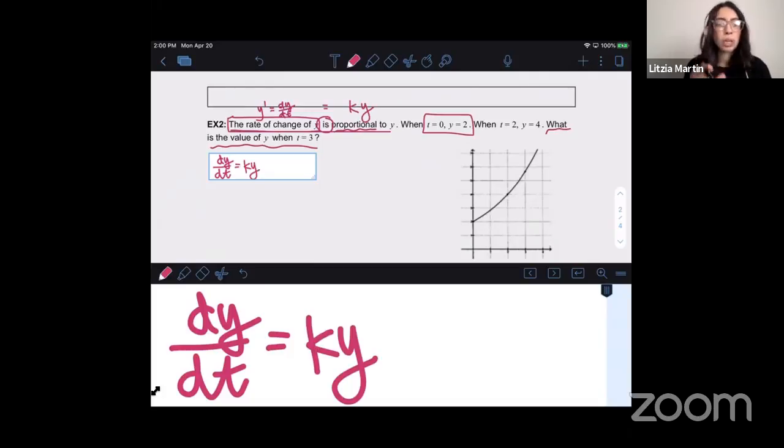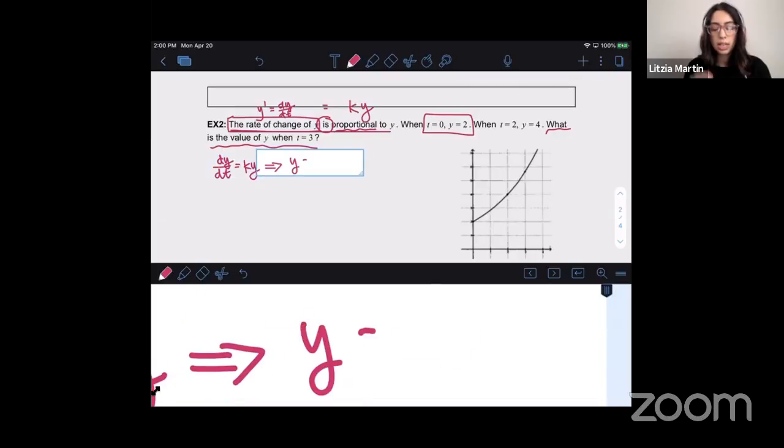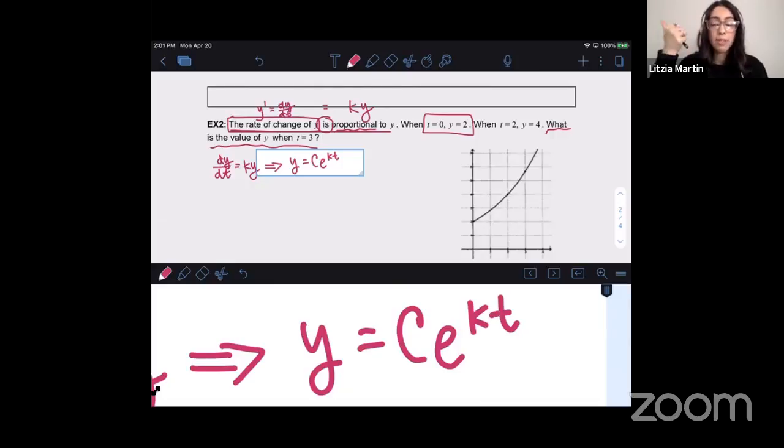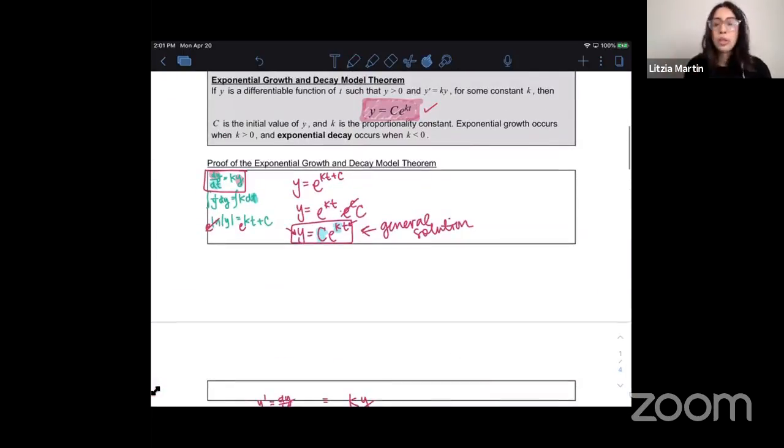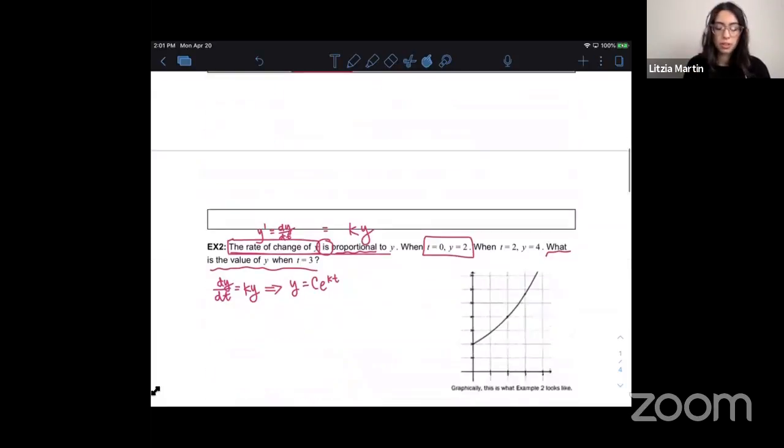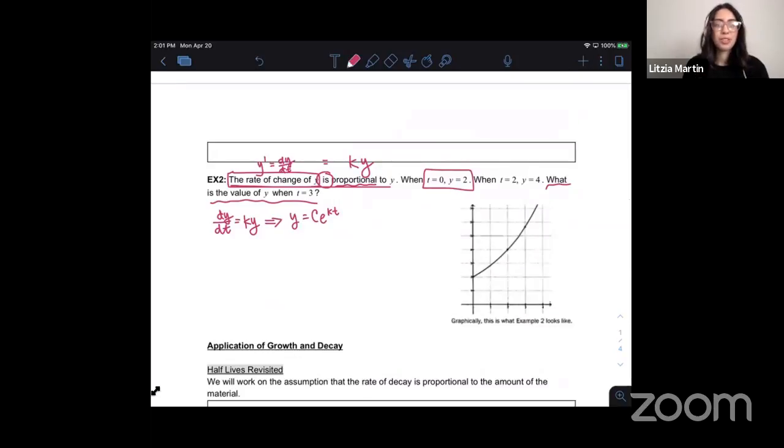Now this is all that we need. It's in the correct format because of the proportionality, so we know that this is going to give us y is equal to c times e to the k times t. That is the general solution, because we have the theorem that tells us so, and we literally just did the work to prove that. So we know that's true. All we have to do is just write it. So there's our y equation.